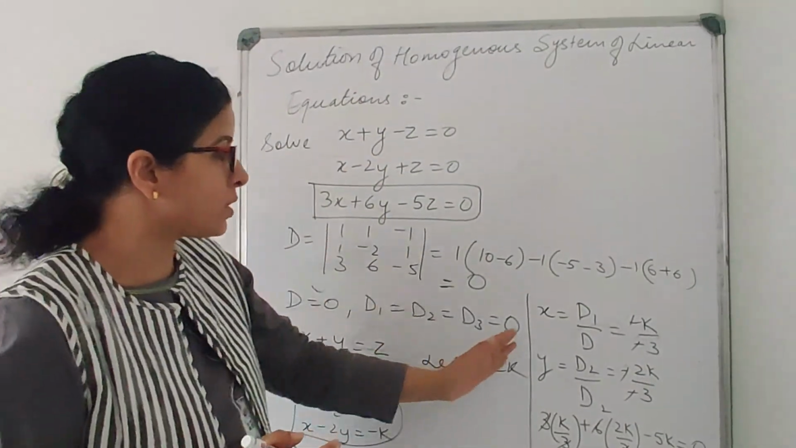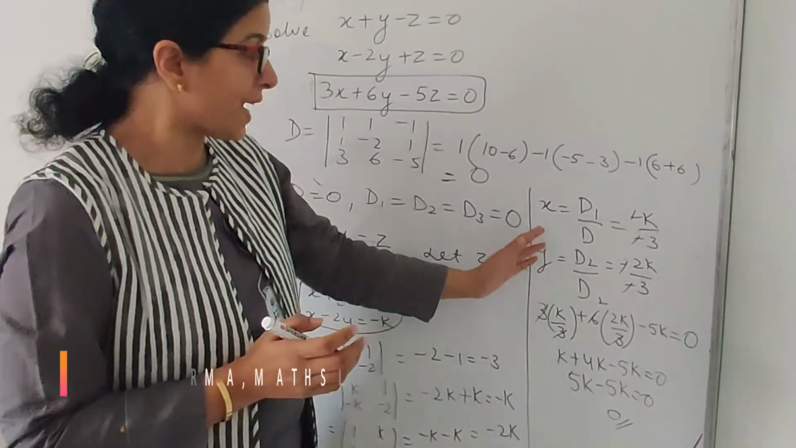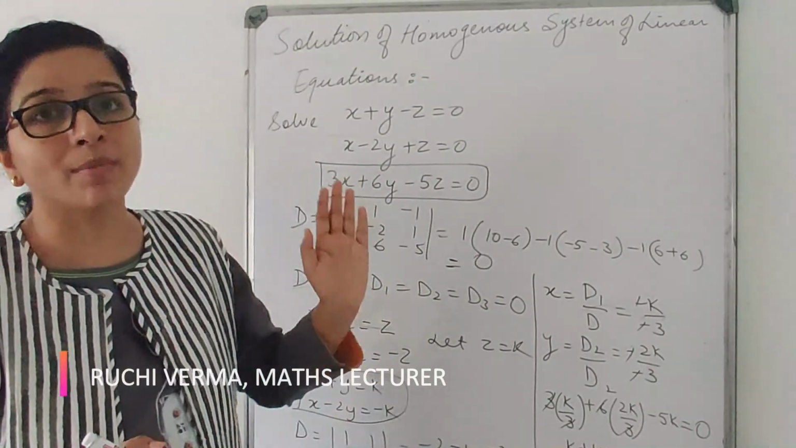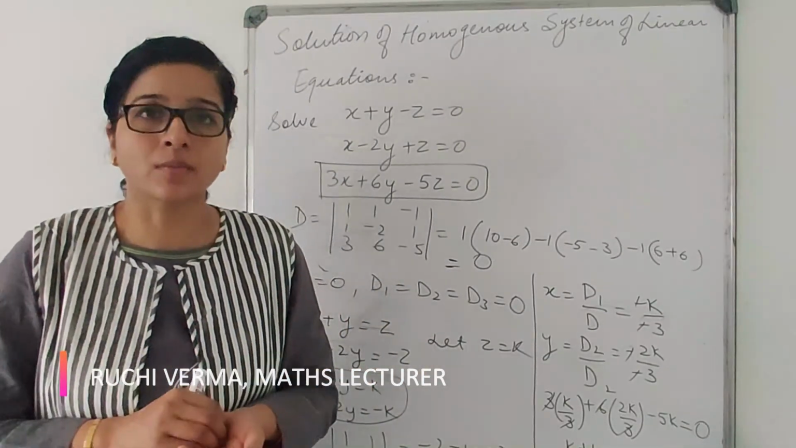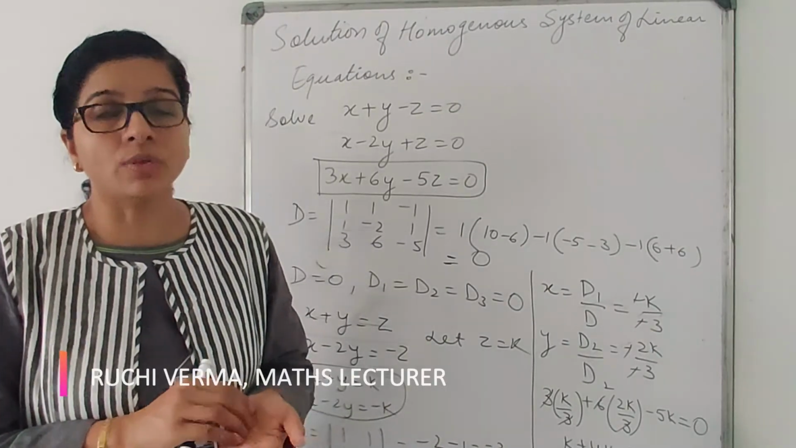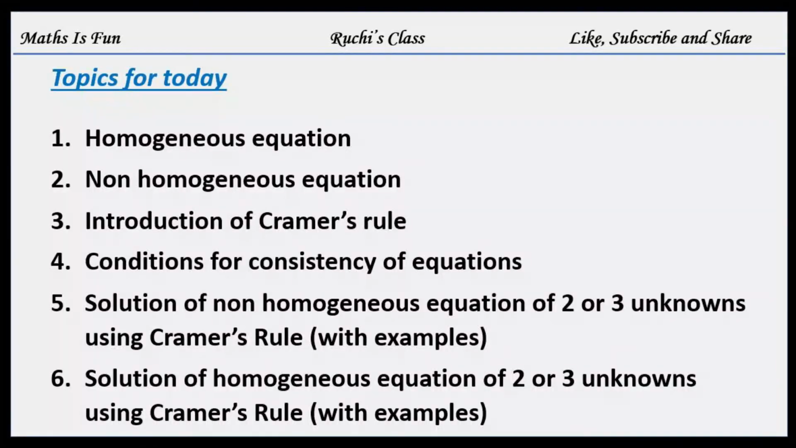Hence I have infinitely many solutions for this homogeneous system. We can substitute any value of k for z and we'll get different values of x and y. This is the method to solve the system of non-homogeneous and homogeneous equations by using Cramer's rule. Today we learned homogeneous equations, non-homogeneous equations, introduction to Cramer's rule, conditions for consistency of equations, solution of non-homogeneous equations using Cramer's rule, and solution of homogeneous equations using Cramer's rule.